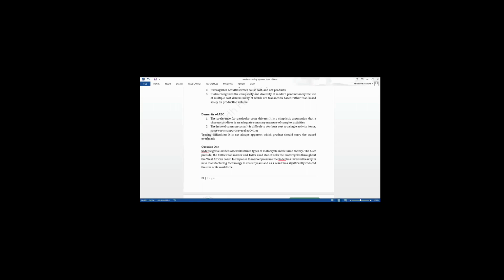Now look at this question. Subject Nigerian Limited assembles three types of motorcycle in the same factory: the 50cc Prelude, the 100cc Roadmaster, and the 150cc Roadster. This company manufactures three motorcycles: Prelude, Roadmaster, and Roadster. It sells the motorcycles throughout the West African coast.